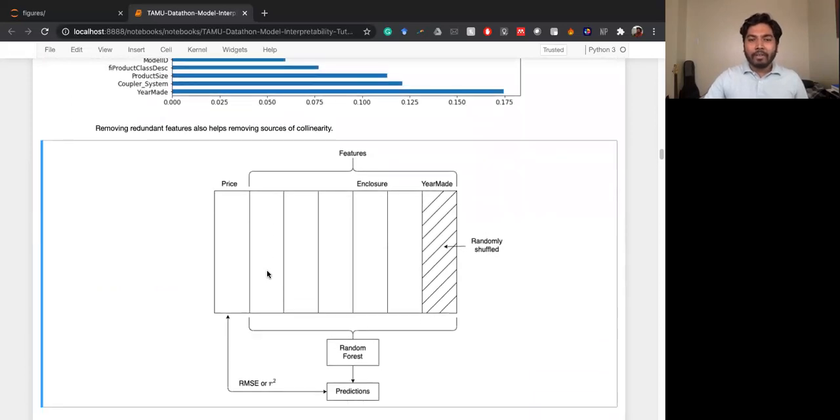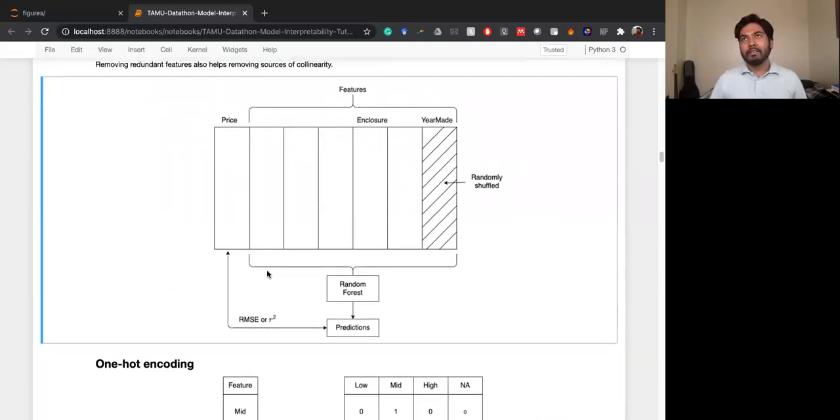Now, feature importance is generally a very generic method that you can actually use for any model. It doesn't have to be a random forest or a linear regression model. It can even be a neural network. So I'll give you the basic intuition behind how this is calculated.